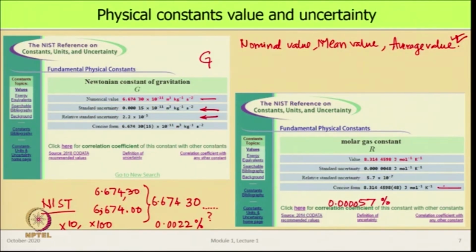It also gives us one more line here, which was there also. It says concise form, where the first part is the value, or the mean nominal value, whatever you want to call it, or the numerical value, and in brackets it says 48, which means that the last two digits of this have this much uncertainty.